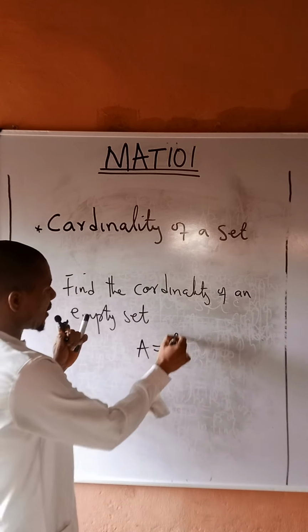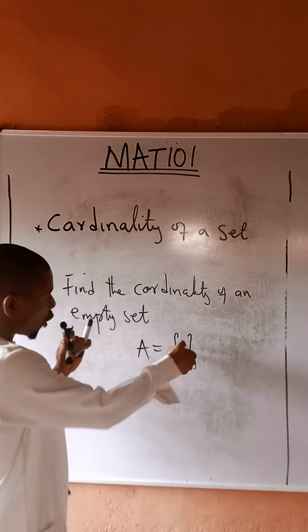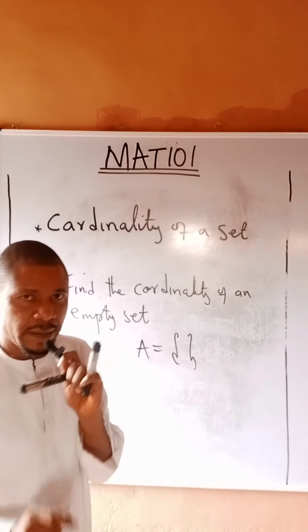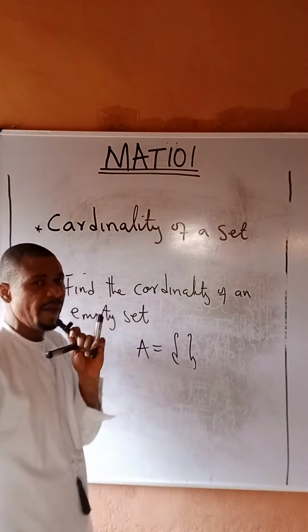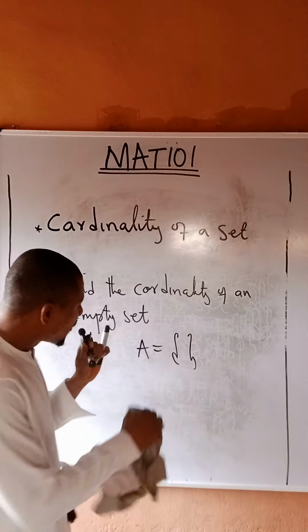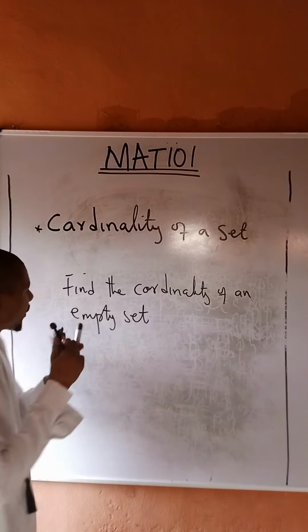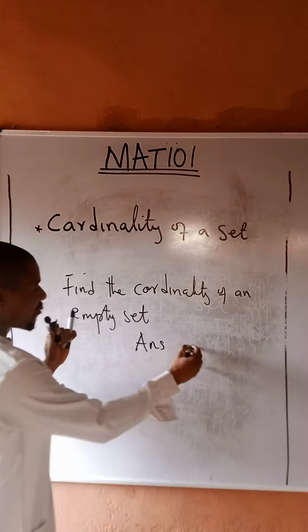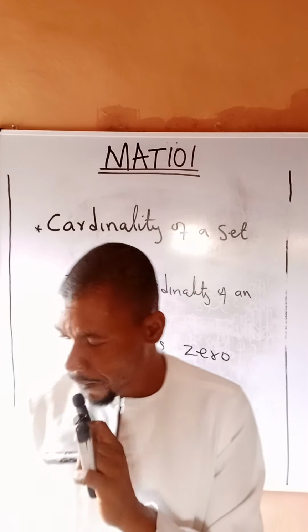An empty set is a set that looks like this. It does not contain any element, which means that the cardinality of an empty set is equal to 0 because nothing is here. So I want you to take note that the cardinality of an empty set is equal to 0. Don't forget this. This is very important.